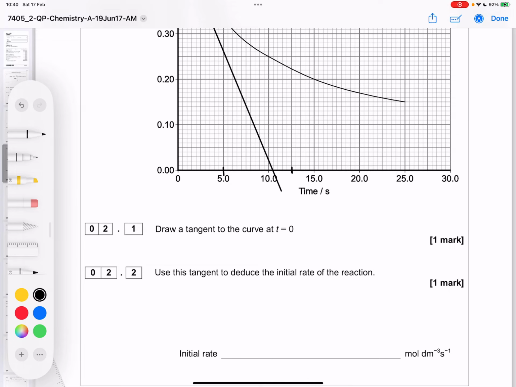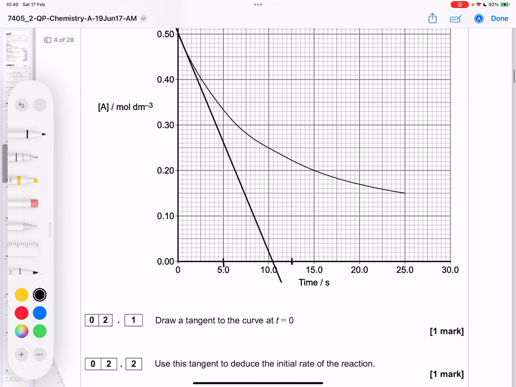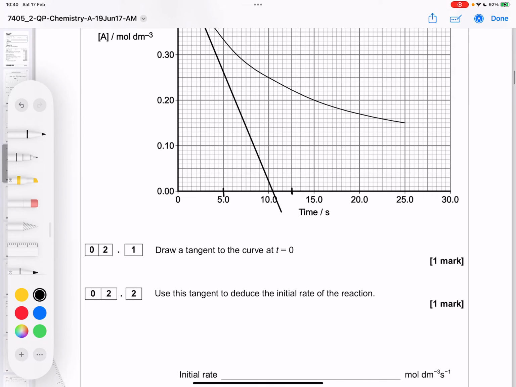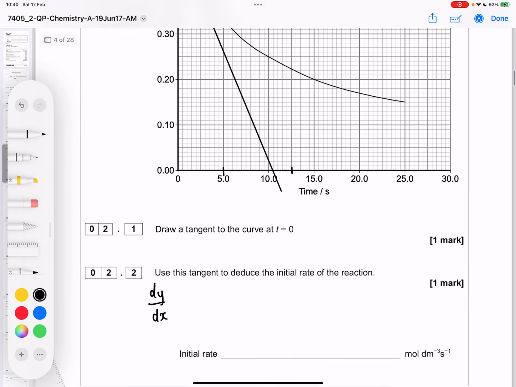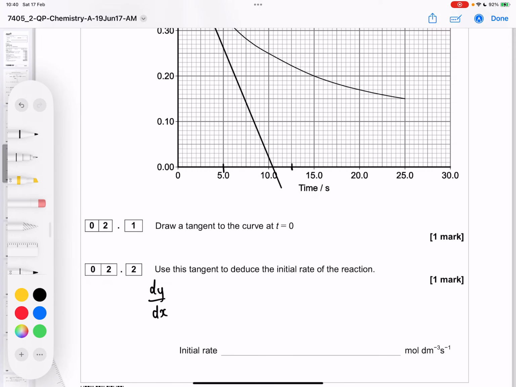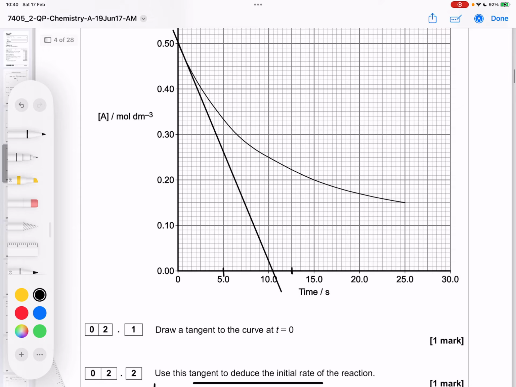So initial rate is the gradient at time equals 0. So for mine, we're going to do the dy by the dx. And for my line, and obviously your line may be slightly different, remembering it can be within those parameters that we just discussed, my y goes from 0.5 to 0. I'm going to use the whole of the axes. My triangle encapsulates the axes.